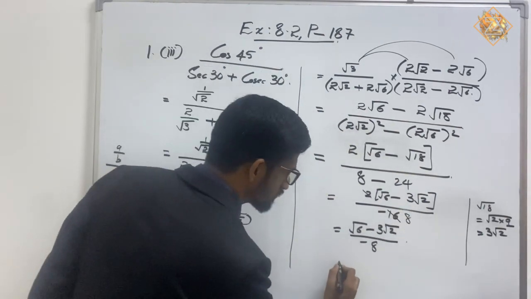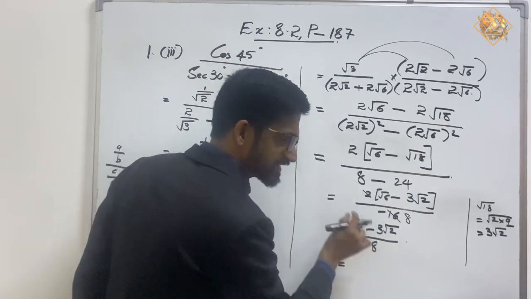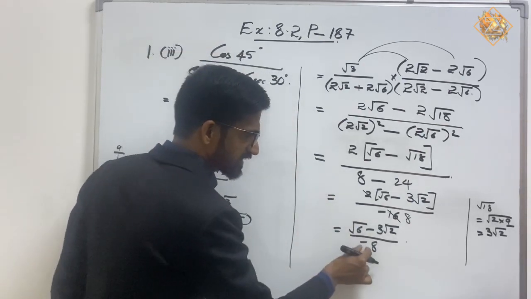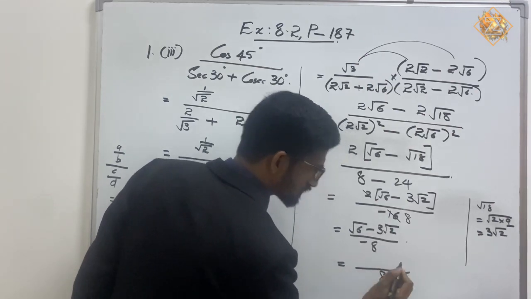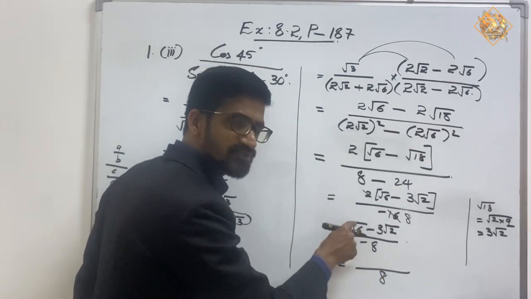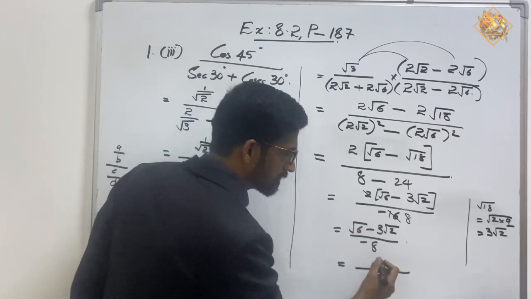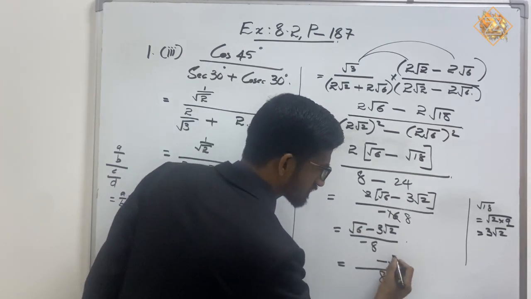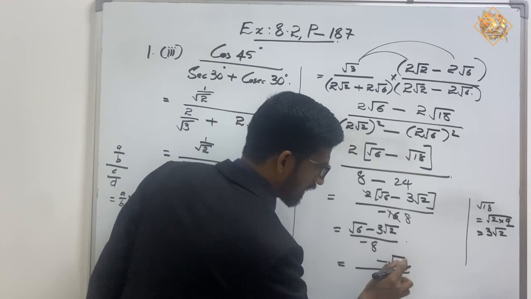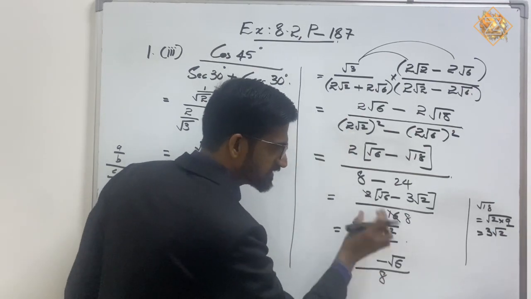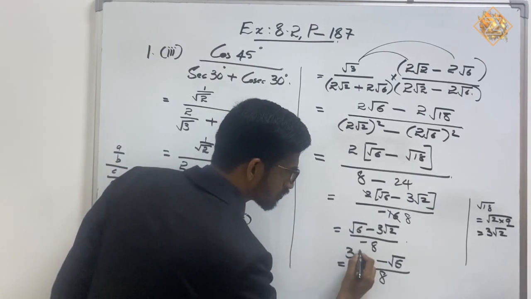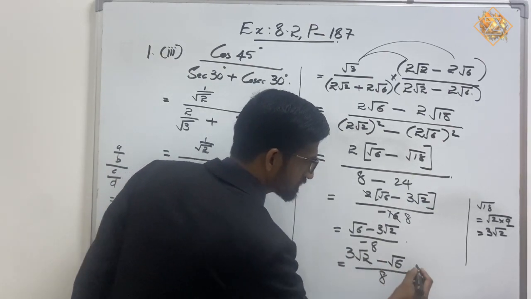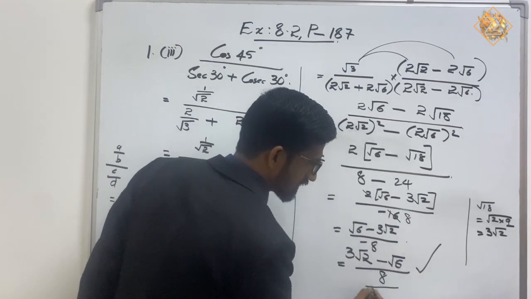We can write one more step, that is what? To take the negative to the numerator. When we are taking the negative to the numerator, minus 8 will become positive 8. When the negative comes to the numerator, root 6 will become minus root 6 and minus 3 root 2 will become positive 3 root 2, so it is 3 root 2 minus root 6 by 8. Hope it is clear. This is the final answer of the question.